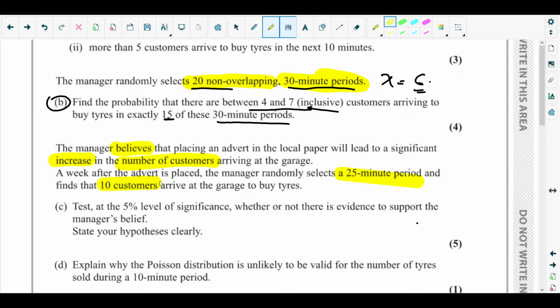This is the outcome of the statistic, and the manager is doing the test on a 25-minute period sample.